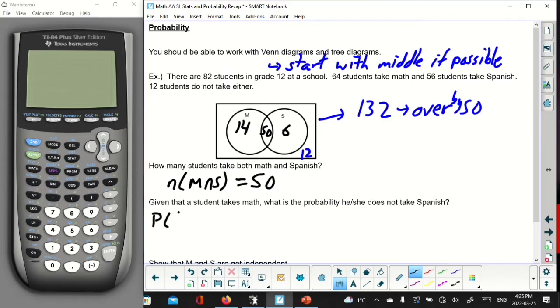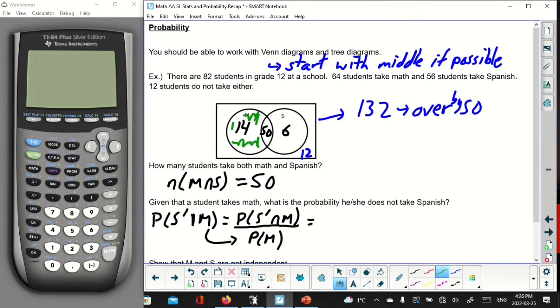So this is the probability that they don't take Spanish given that they take math. And that's going to be the probability of both those things over the probability of math. Now, where are the no Spanish and math people? Well, that would be these people right here. So not Spanish and math would be 14 out of 82.